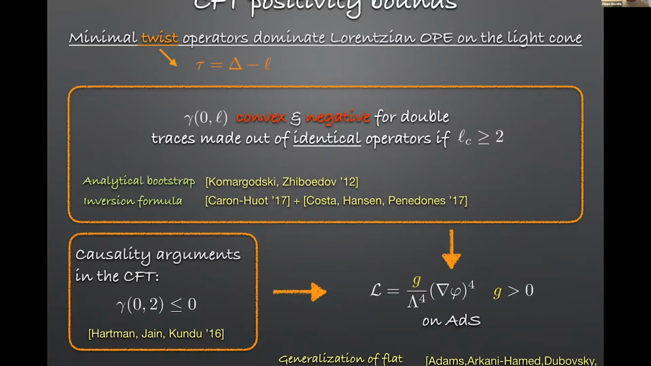And now this has a very simple interpretation in AdS. For example, requiring gamma 02 to be negative simply means that this interaction, (∂φ)^2 φ^4, must have a positive coefficient in AdS. So it's really the kind of thing we're looking for. We can now try to see if we can apply this to interesting scenarios.